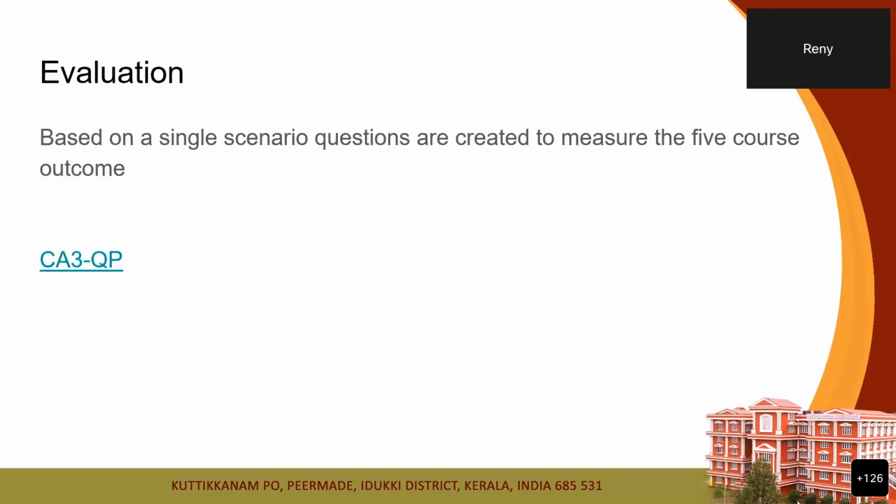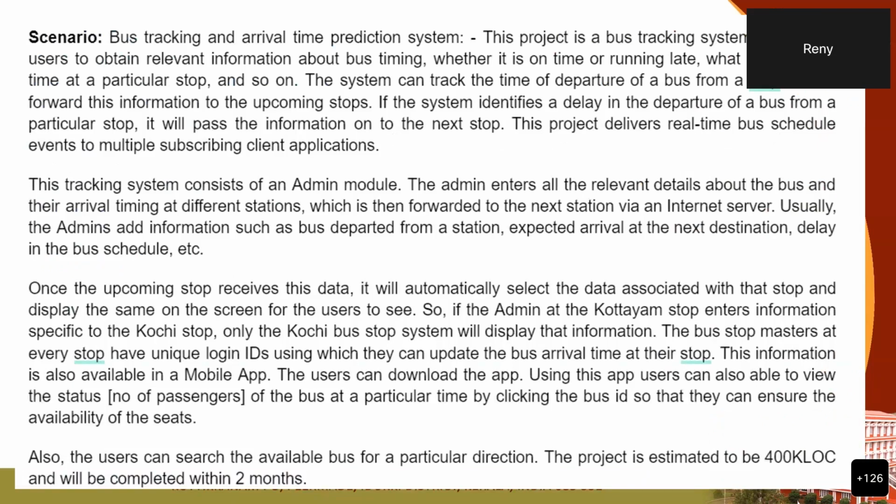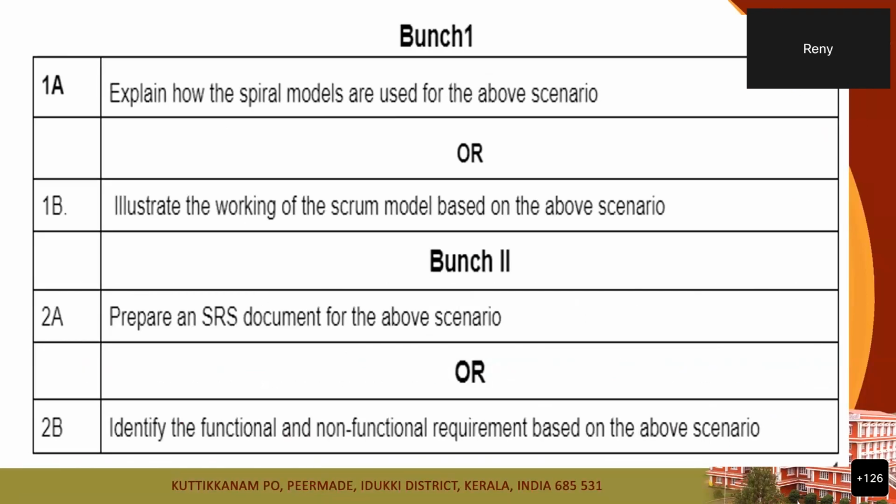When it comes to evaluation, we give a scenario that deals with a software project, and based on this scenario we cover all the course outcomes. This is only a sample. Based on the first course outcome, the students either develop or explain how the spiral model is used for the above scenario, or illustrate the working of Scrum models based on the above scenario.